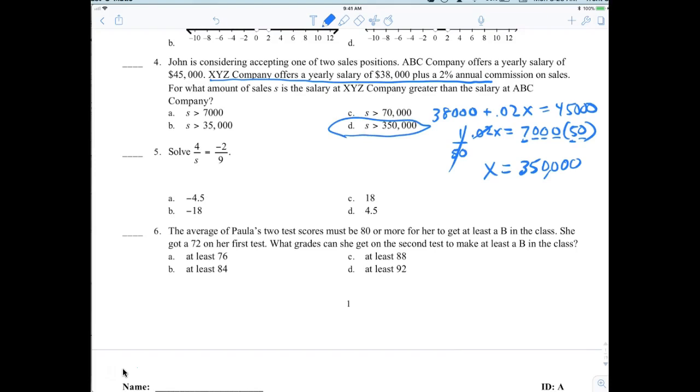Everybody good with that? Number 5 is just a proportion, so we can cross multiply. So I get -2s is equal to 36. So s is equal to what? -18. Now remember, please speak up if you're not sure.